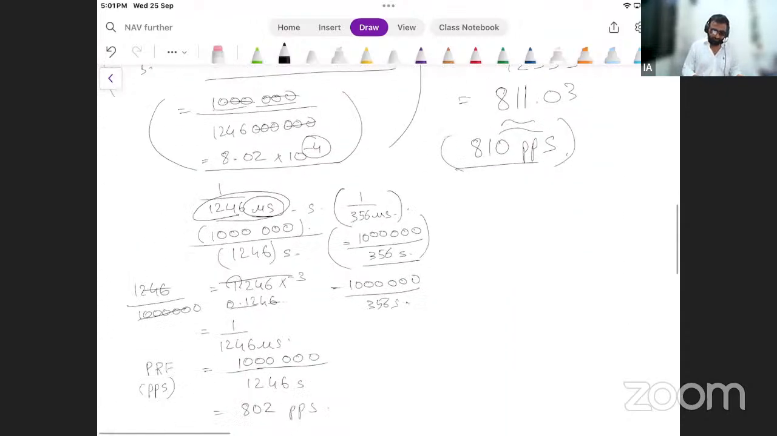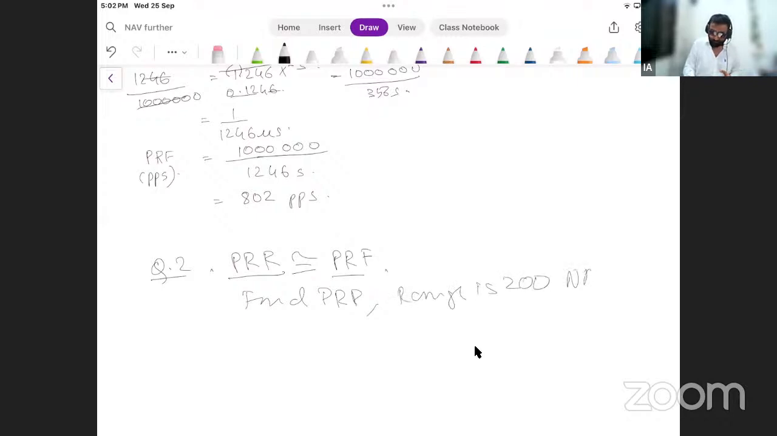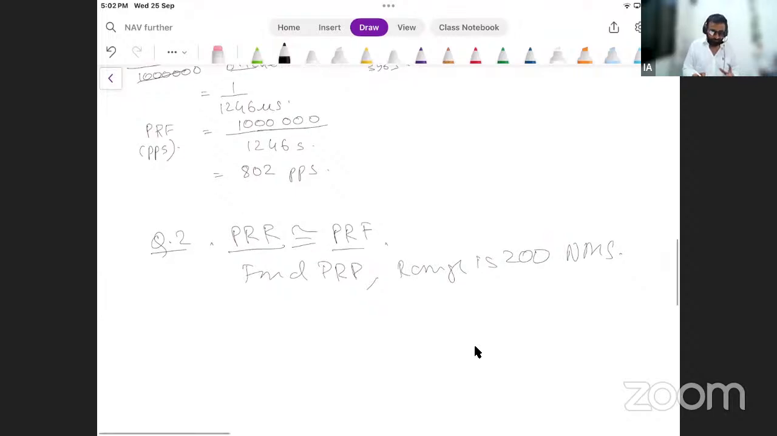I'll just give you one question for you to practice and solve. Write down, it's a solved example, question number 2. Find PRR maximum. PRR, pulse repetition rate, is equal to PRF only. Remember that. The question is, what is the maximum PRR for radar required to measure up to 200 nautical miles? So the question is, find PRR when range is 200 nautical miles, like this. PRR or PRF is equal to 1 upon PRI.